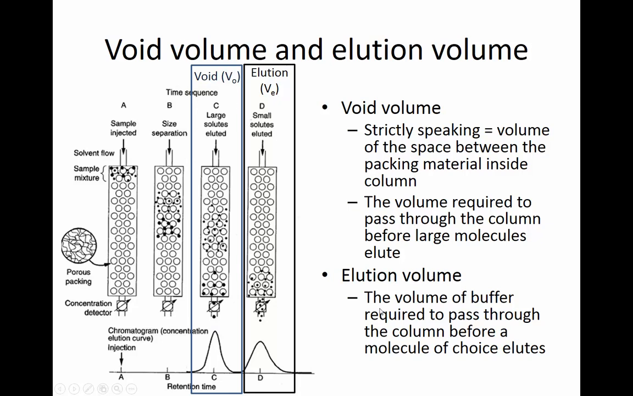The elution volume is going to vary depending on the sizes of your smaller solutes. And the elution volume is the volume of buffer required to pass through the column before whatever molecule of choice elutes. And the more molecules you have eluting, the more different elution volumes you're going to have.